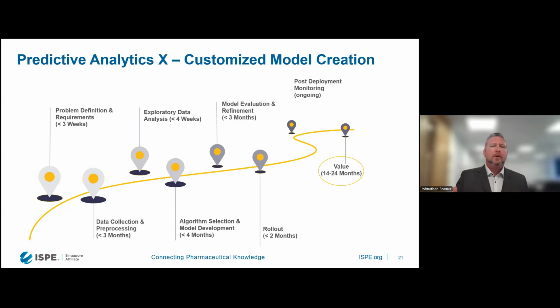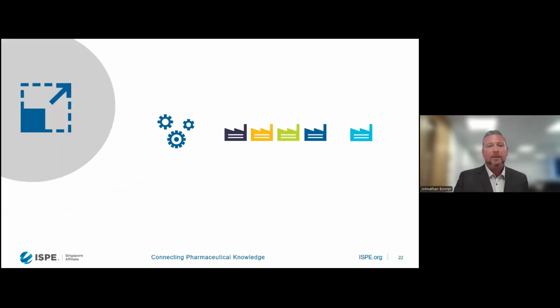Time to value for these approaches is 14 to 24 months. It's a huge amount of time, and this process that I've just described has to be iterated for every single machine type you have. So that really means getting value out of these takes a huge amount of time, a huge amount of resource, and a lot of your efforts on site will need to be put into helping create these fit for purpose models.